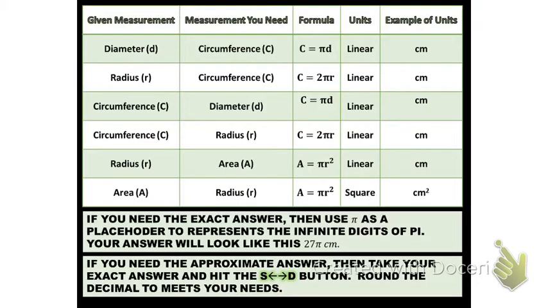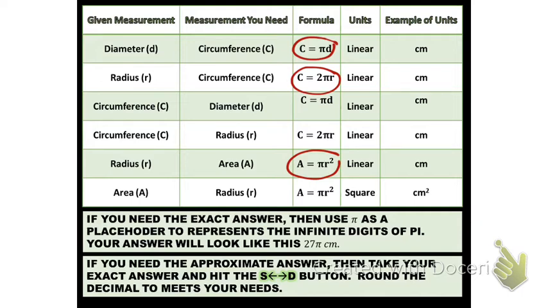The purpose of this video is to help you remember how to use algebra to solve for radius, diameter, circumference, and area. So what we've learned recently is these three formulas. The circumference formula, the one that you use when you know the diameter of the circle. The circumference formula, the one you use when you know the radius of the circle. And the formula for finding the area of a circle.